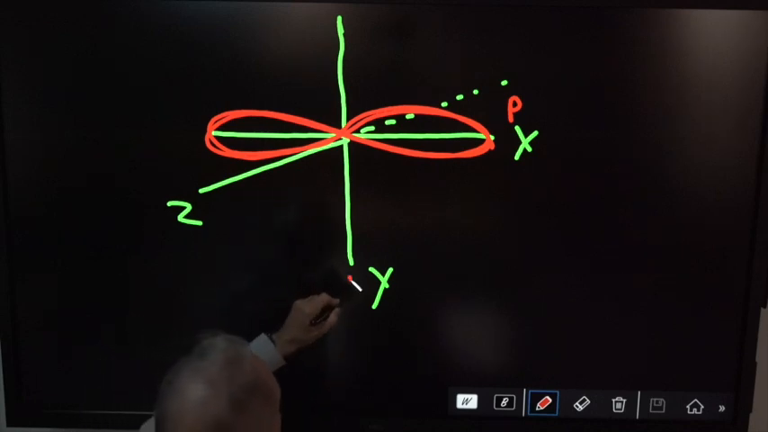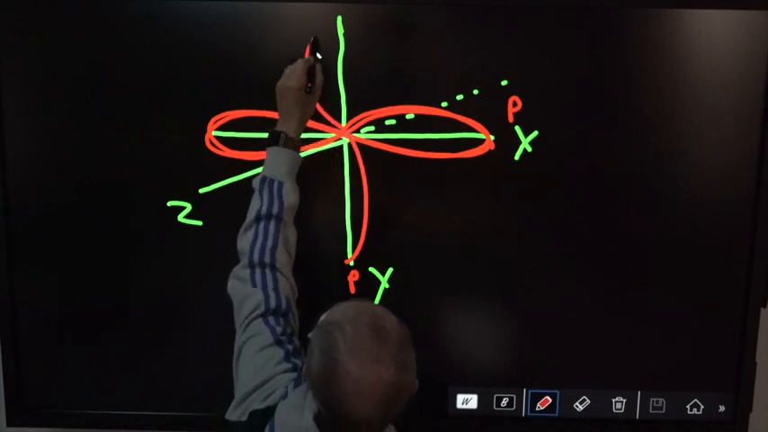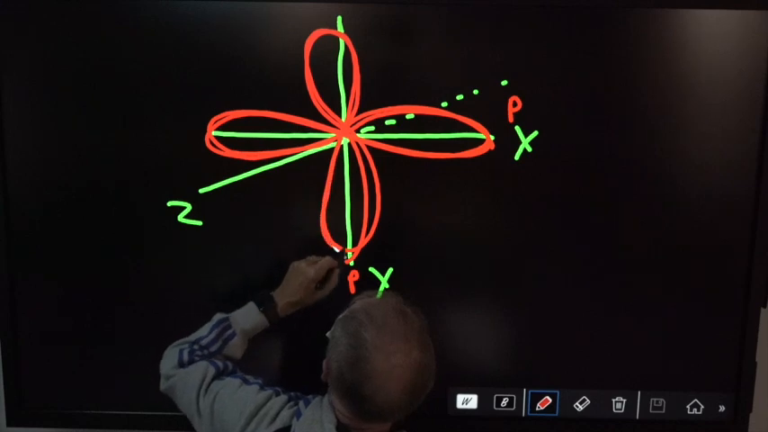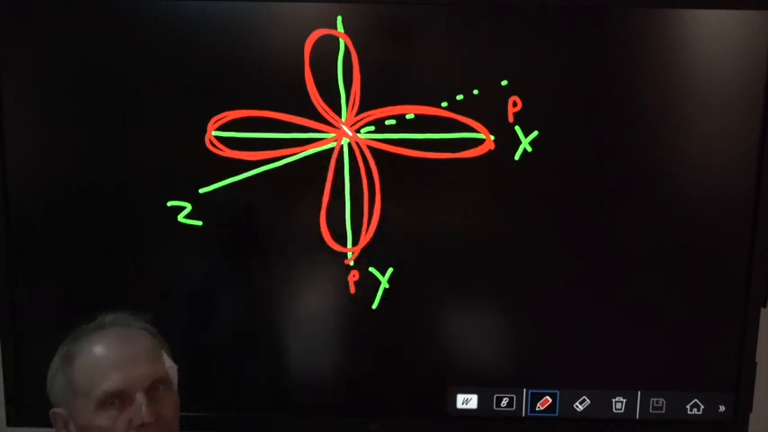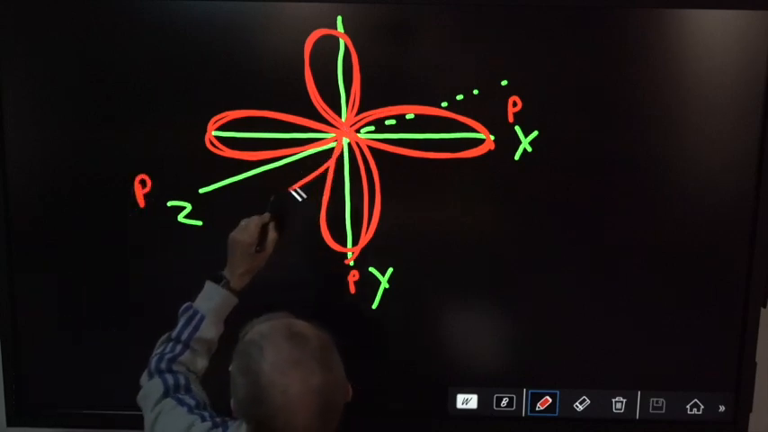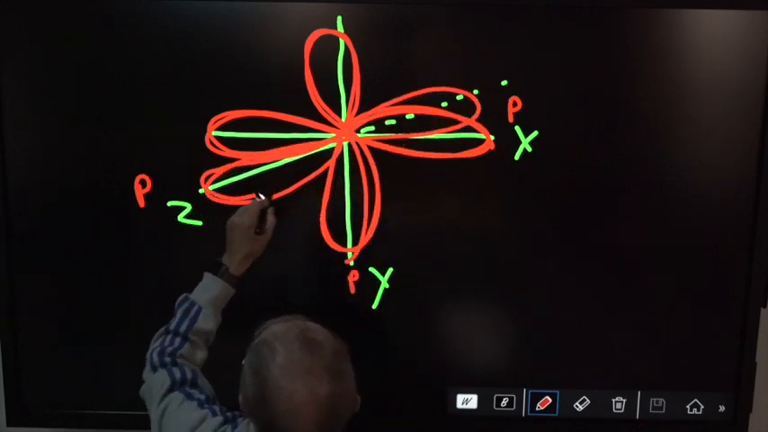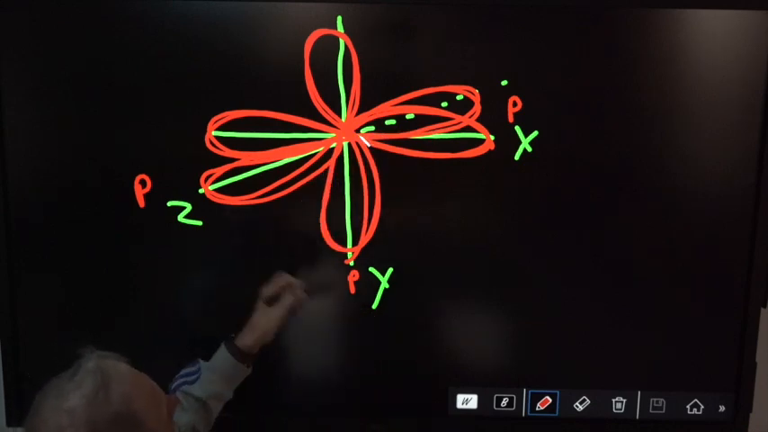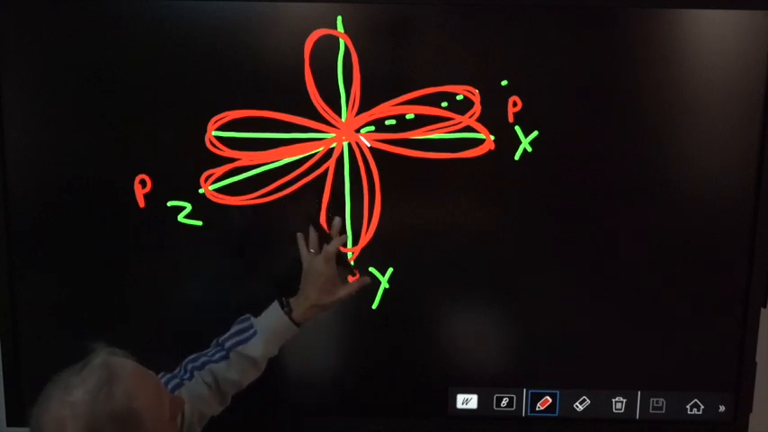So what would the P sub Y look like? Same thing. So there is the figure eight for P sub Y. And finally, P sub Z. P sub Z would look like this. So that's P sub X, P sub Y, and P sub Z. Okay? So that's what it would look like.